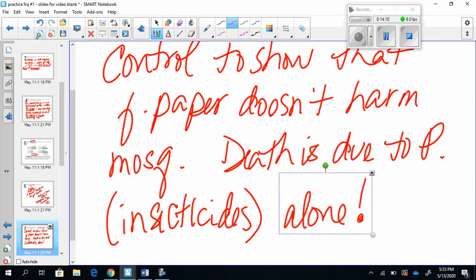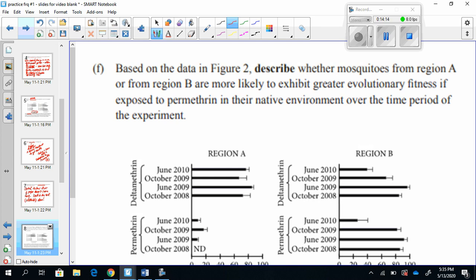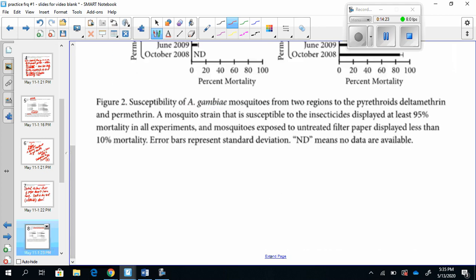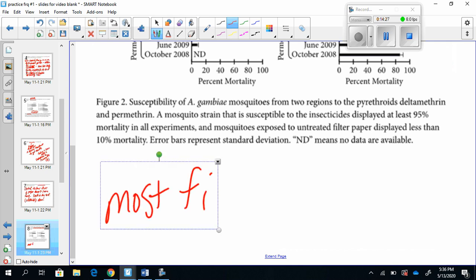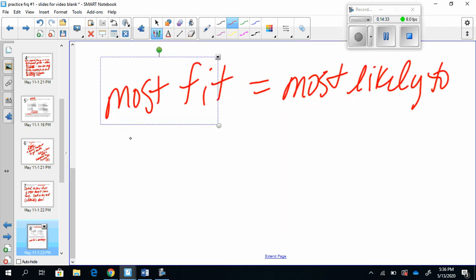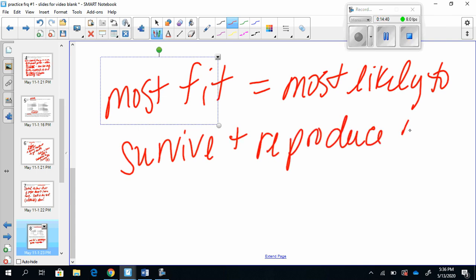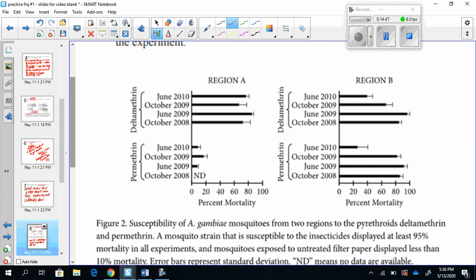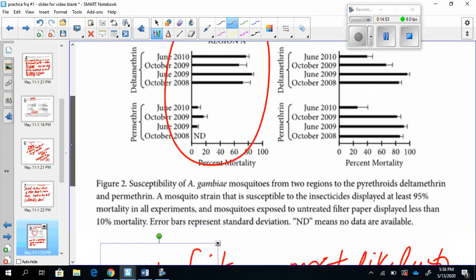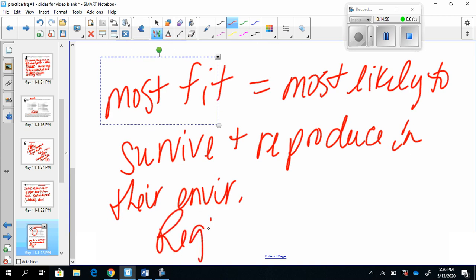All right, next. Based on the data in figure 2, describe whether mosquitoes from region A or from region B are more likely to exhibit greater evolutionary fitness. Okay, so I want to see which ones are most likely to survive. Most fit is equal to most likely to survive and reproduce in their environment. So if I go up here, who is most likely to survive in their environment? Definitely region A, because region A has lower mortality.